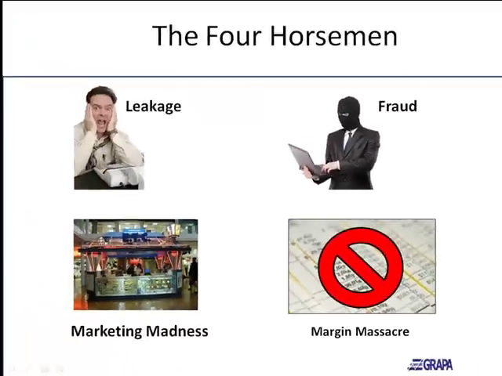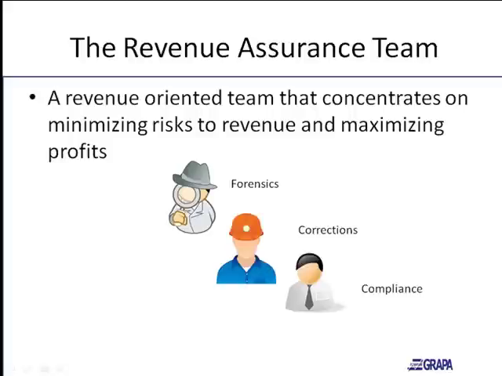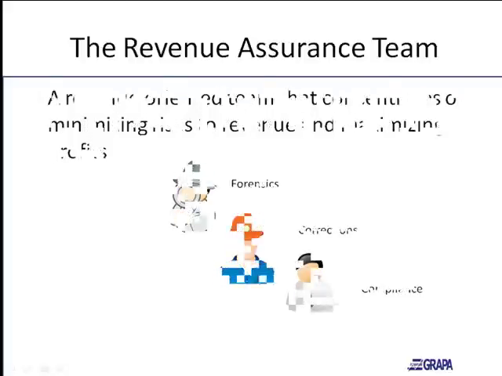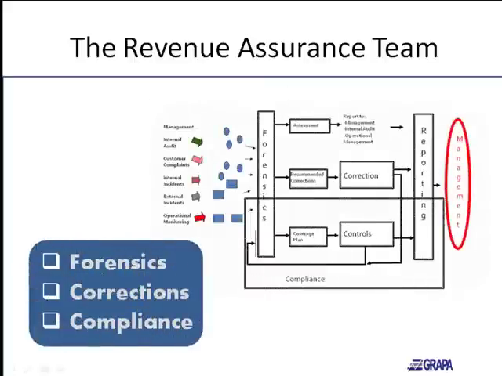We saw that revenue assurance was practiced in unique ways in each telco organization, but that in general it's employed to contain the four biggest risks to revenues: fraud, leakage, margin massacre, and marketing madness. We also saw that revenue assurance is able to add significant value through the application of the three key revenue assurance skills. And these are forensics, corrections, and compliance. We also saw that these functions were organized into what is known as the revenue assurance lifecycle.